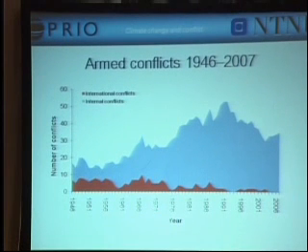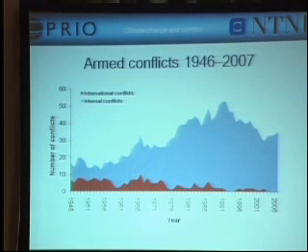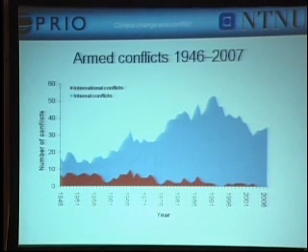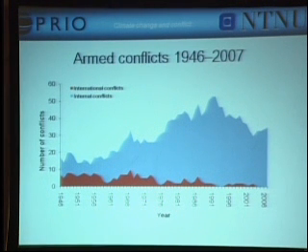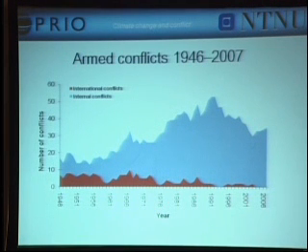This is a graph of the number of armed conflicts in the period after World War II. The red area at the bottom, those are the interstate conflicts, and then the blue area, those are the internal conflicts. What we see is that there have always been relatively few interstate conflicts going on at the same time, but the number's been declining, and in recent years there have been no true interstate armed conflicts. The number of internal armed conflicts was increasing during most of the Cold War and a little beyond, but has fallen off sharply since about 1992.